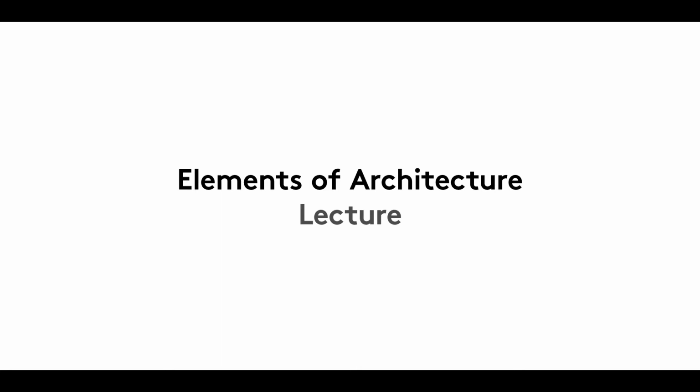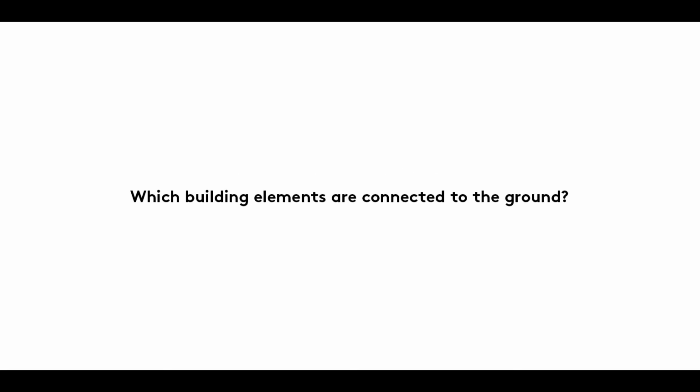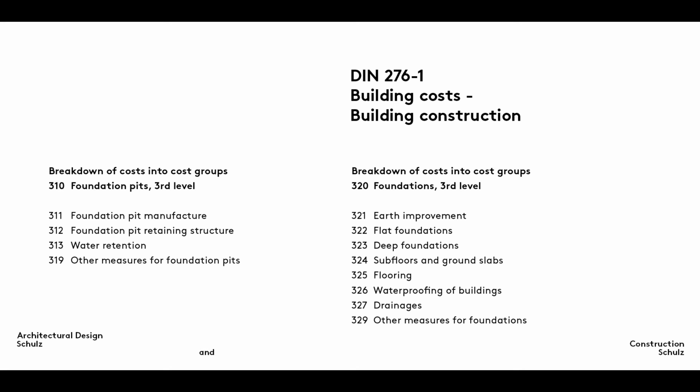Welcome to the second film in our Elements of Architecture series. In it, we look at the elements of a building that are connected to the ground. We will start with the elements of a building that are in contact with the ground, the underside of the building. This part of a building is covered by cost groups 310 foundation pits and 320 foundations.